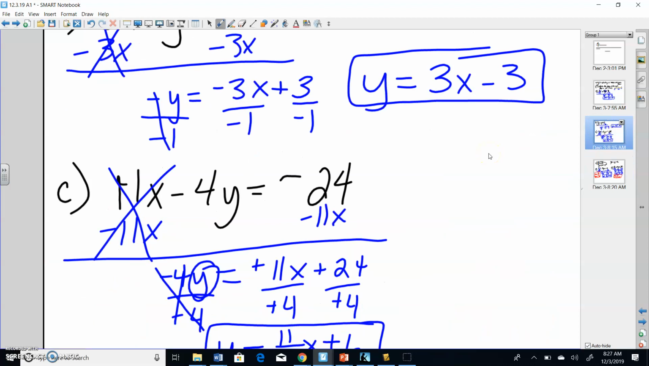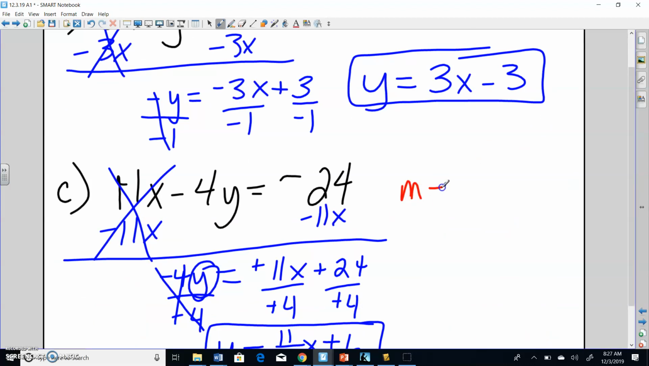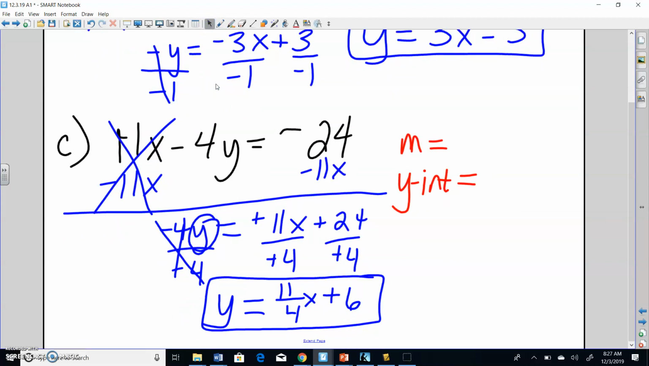Example C. We want the slope and the y-intercept. James, example C, what's our slope going to be? The slope would be 11 over 4. Yep. Josiah, y-intercept? On example C, okay. The y-intercept, yes. That would be 6. Yep. Good.